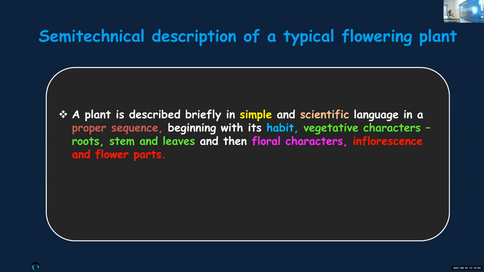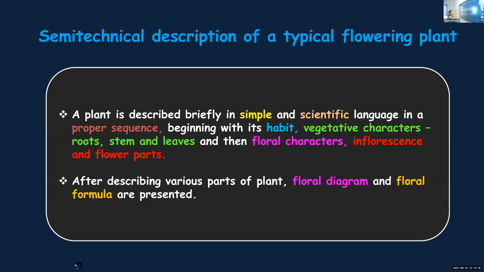So semi-technical description of a typical flowering plant means describing it briefly in simple and scientific language in a proper sequence, starting with its habit, vegetative characters, roots, stem, leaves, floral characters, inflorescence, and the floral parts. After describing the different parts of the plant, a floral diagram is drawn and a floral formula is presented. So first, the plant will be described, and later the floral formula and floral diagram are presented.